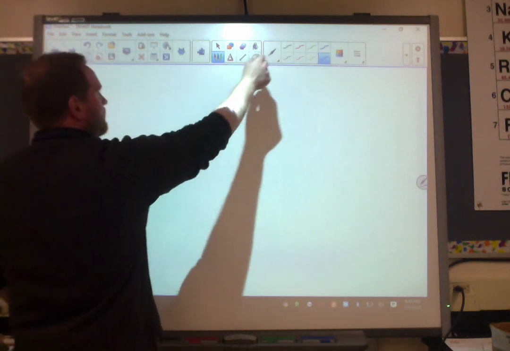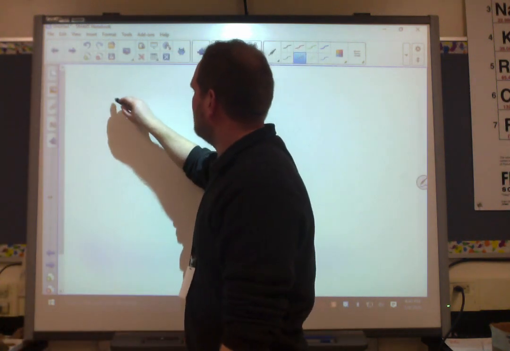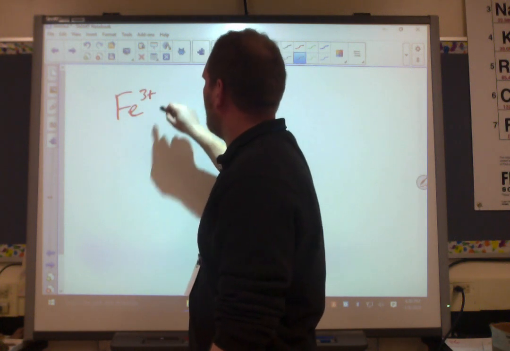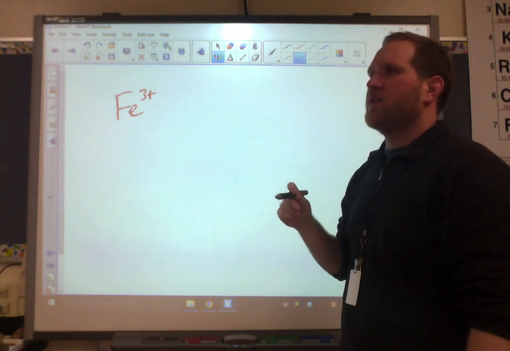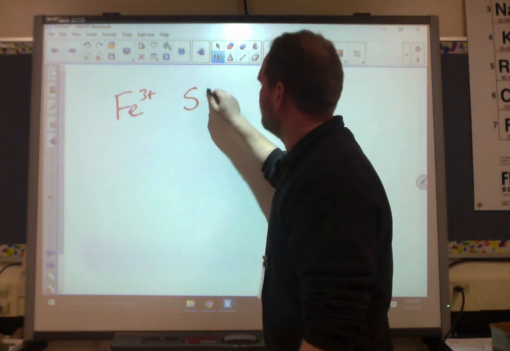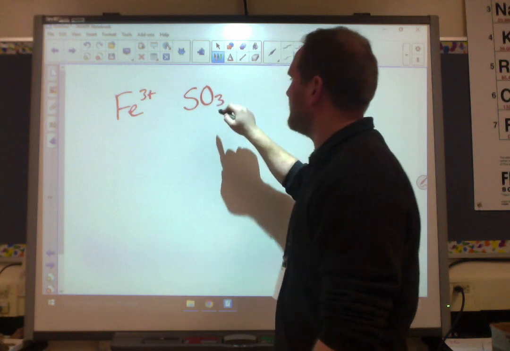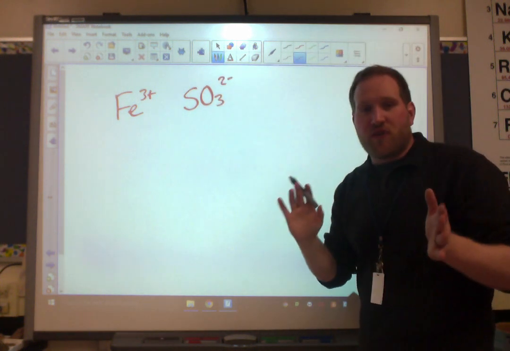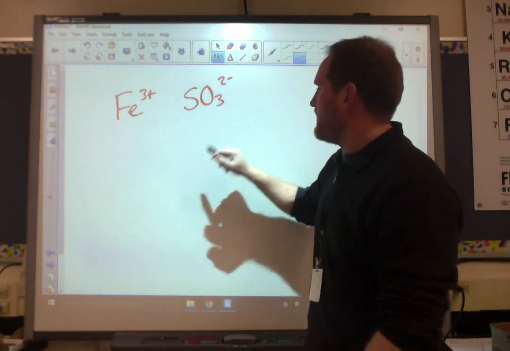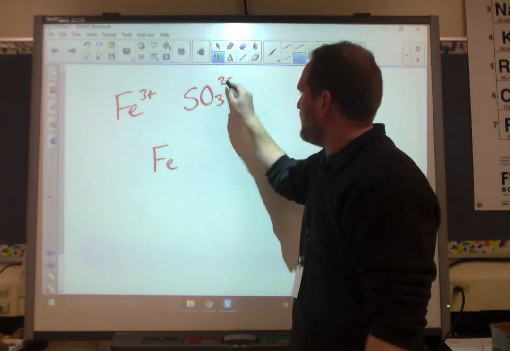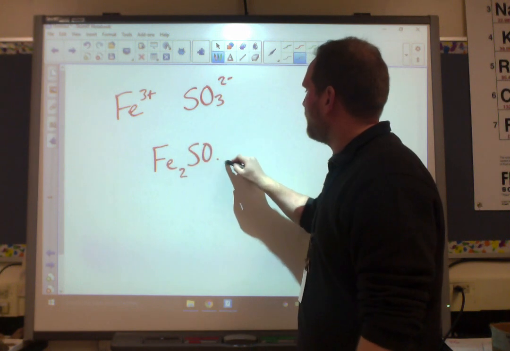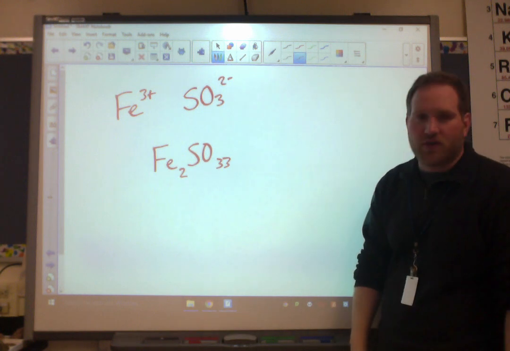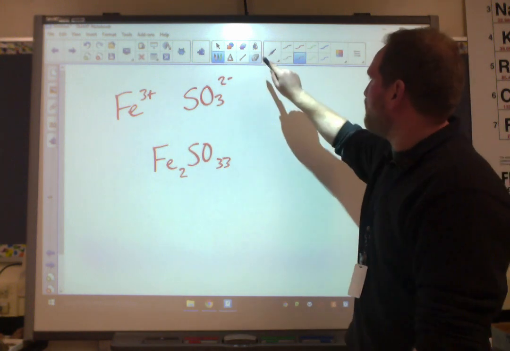Another example. Let's say you have iron with a 3+ charge bonding with sulfate. Yeah, let's do sulfite, SO3 2-. Okay. Again, if you didn't use parentheses and you just put the 2 there and the 3 there, here's what it would look like: Fe2SO3 3. And here you can really see the problem because it now looks like you have 33 oxygens on there. So you have to use parentheses.